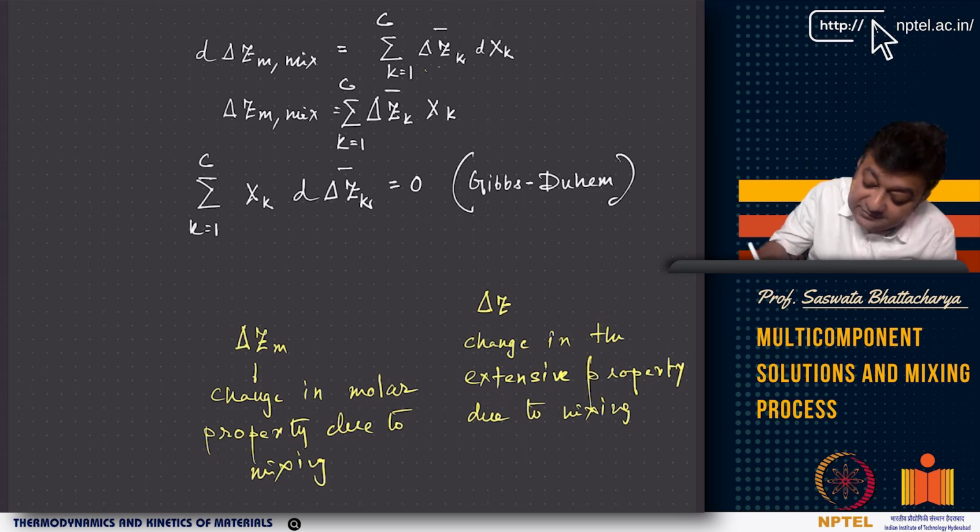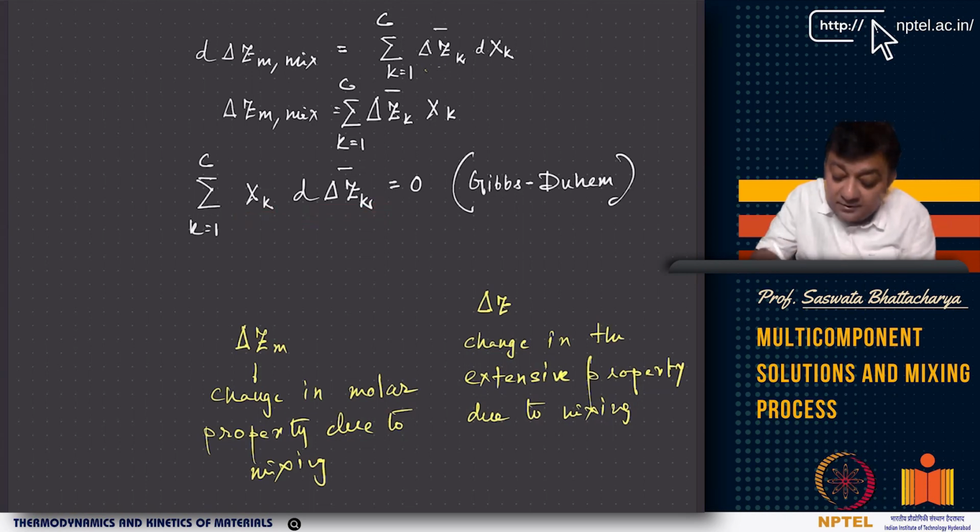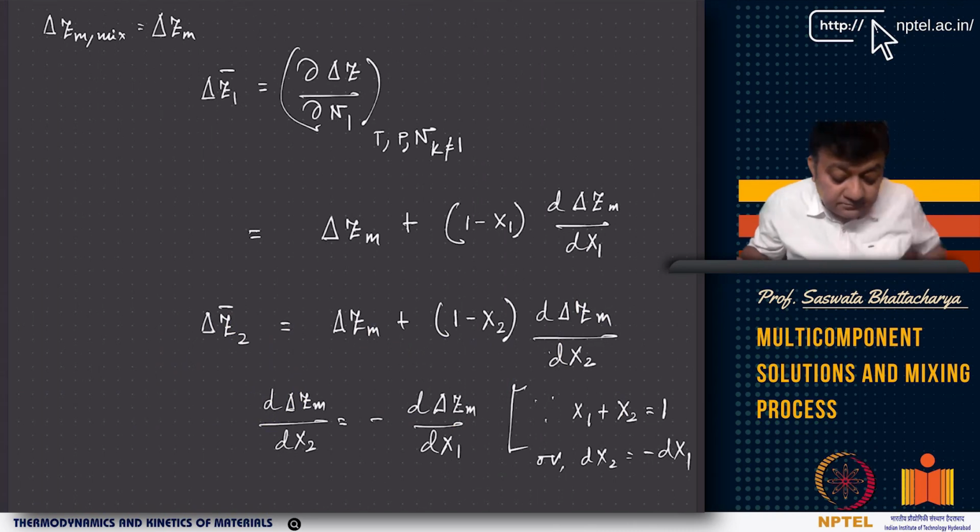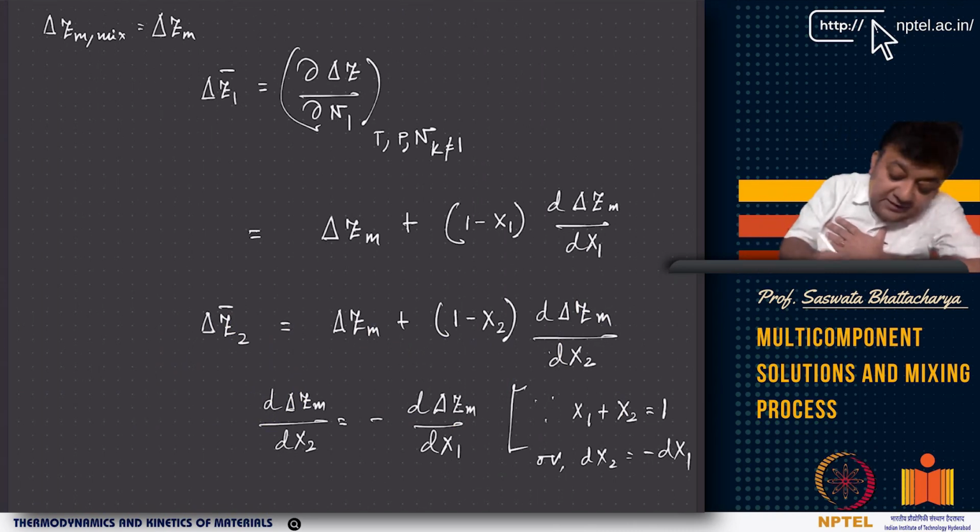And therefore Gibbs-Duhem we can also write as the sum of xk times d delta zk bar, which is equal to 0. So n1 d mu1 plus n2 d mu2 equal to 0 is equivalent to x1 d mu1 plus x2 d mu2 equal to 0. Okay, so delta Zm mix, I just denote it as delta Zm for convenience, otherwise you have to always put a comma and all. So this is the overall.